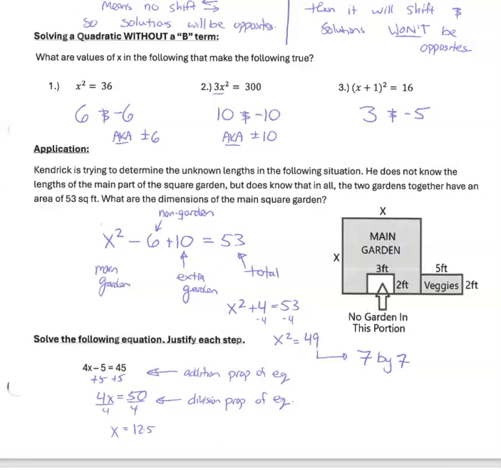It is not going to be shifted left or right. So it's going to be symmetric. And whatever you have for a solution on the right, you will have an opposite solution on the left. That only makes sense if you have a parabola that is symmetric about the y-axis because it's not shifted left or right. You're going to have opposites that are solutions.